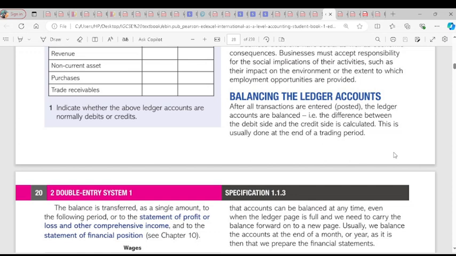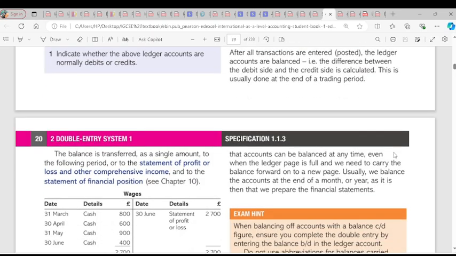We continue with accounting AS, double entry system, going to balancing ledger accounts. So now it said balancing the ledger accounts. The balancing of accounts is done after all transactions are posted. It shows the difference between the credit side and debit side. So the balance is then transferred as a single amount to the financial statement. So that's the point they're making here.